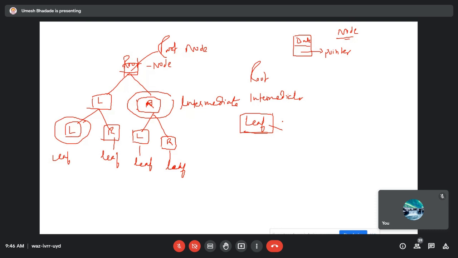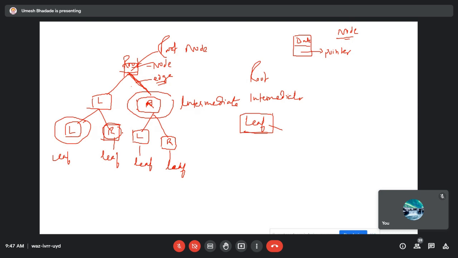No, sir. Did you understand about the tree? Okay. So these things are called edges. This link is called an edge. Link is called edge, right? This is called a node. And the last one is called a leaf.